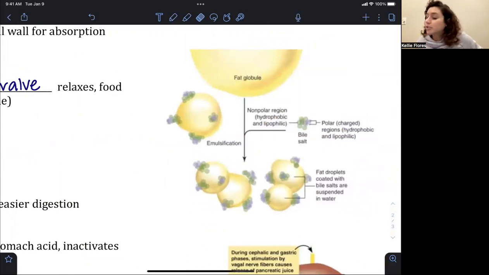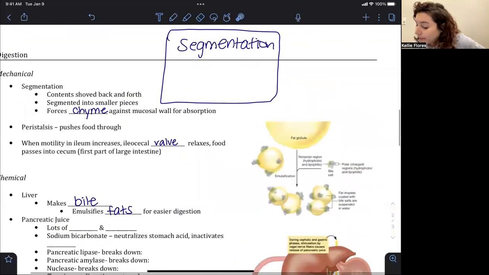So as you see in the picture, the fat will be emulsified. Essentially, it's going to be surrounded by these bile salts that are found in bile, and those will actually help flip the charges of the fat from non-polar to polar. And so that will allow it to break down in water. And that's how this works. It's kind of cool, actually, to think about it that way.